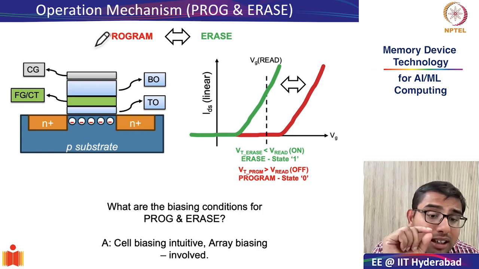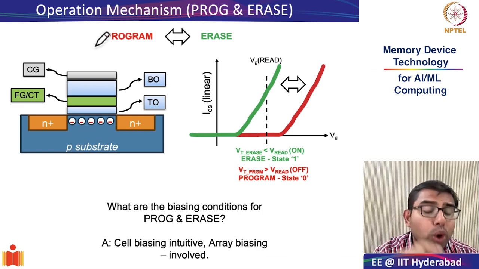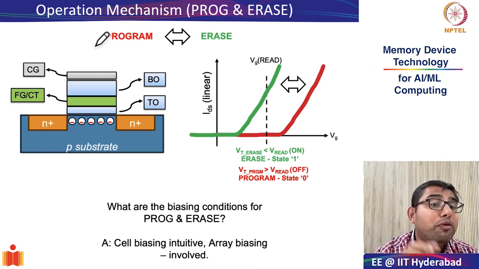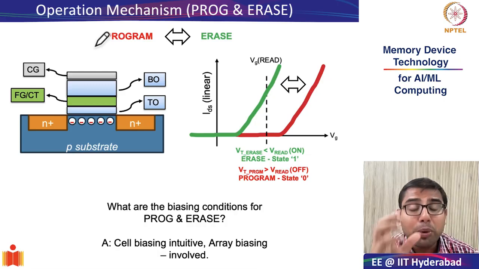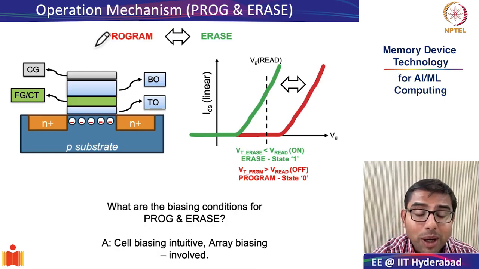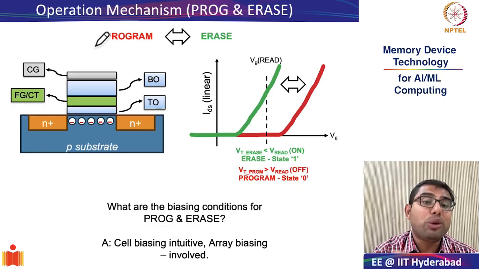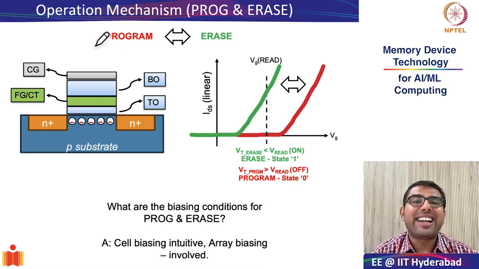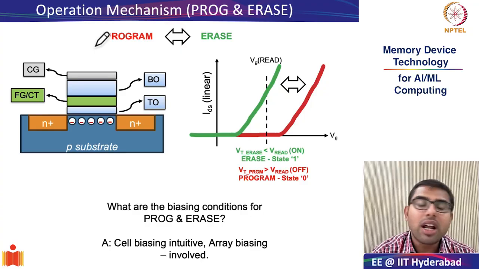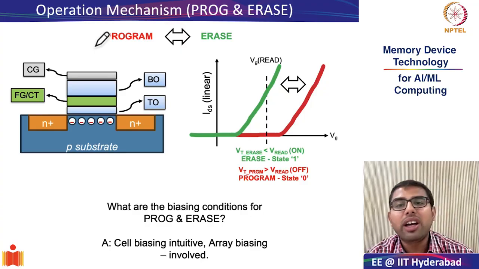But the cell biasing may look very intuitive, while the array biasing is very, very complicated and involved, and to study both of them together would be very valuable. But before we get into that, we should have a very quick understanding of what the different array architectures are. In the next class, we will start looking at the different array organizations.